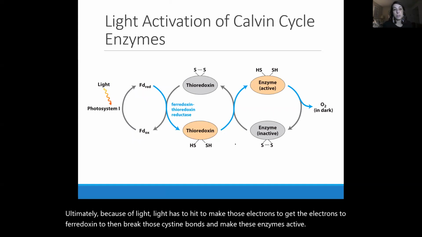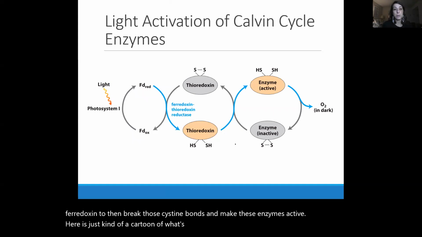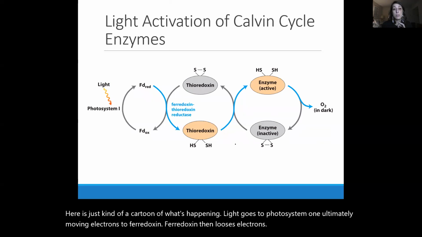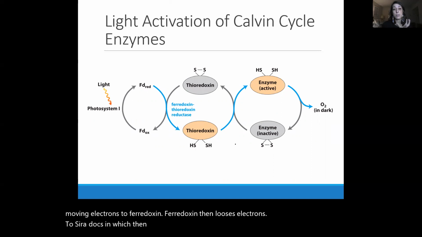Here's just kind of a cartoon of what's happening. Light goes to photosystem 1, ultimately moving electrons to ferredoxin. Ferredoxin then moves these electrons to thioredoxin, which is then used to break disulfide bonds on enzymes, activating the enzymes.